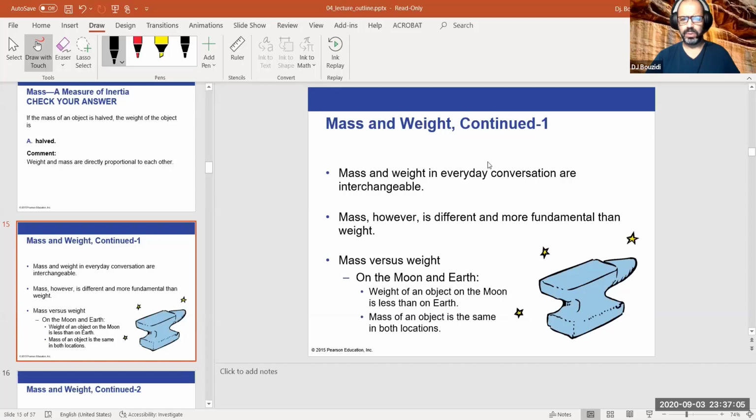This is what I was already talking about, and this is the key thing that you probably have to keep in mind. Always think about the moon. The mass on Earth and the mass on the moon is the same thing. What changes in this case is the weight.